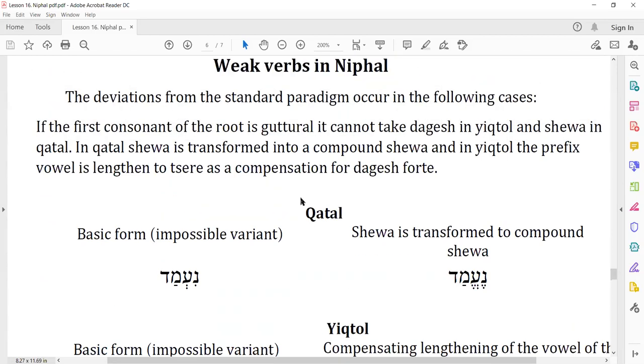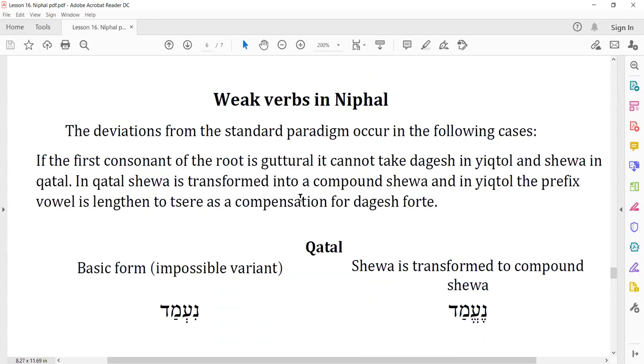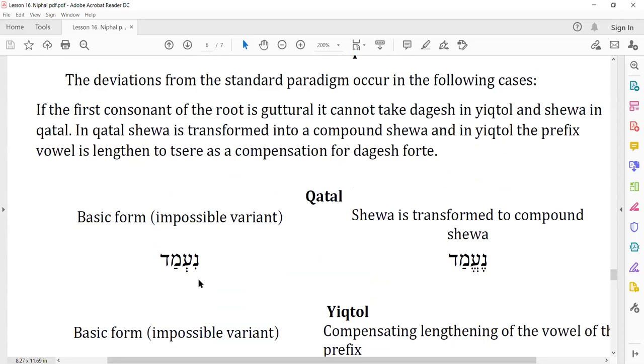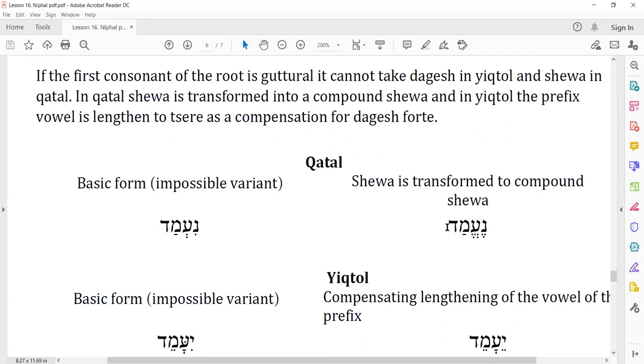One more issue that we need to remember is how the weak verbs behave in Niphal stem. The first issue is that if the first consonant of the root is guttural, it cannot take shva. So this is how it should be, but because ayin cannot take shva, the shva is transformed to a compound shva, and it would be ne'emad. And the vowel of the prefix takes the same vowel as the vowel of the compound shva. So this is how it is done for the katal with the first consonant guttural.